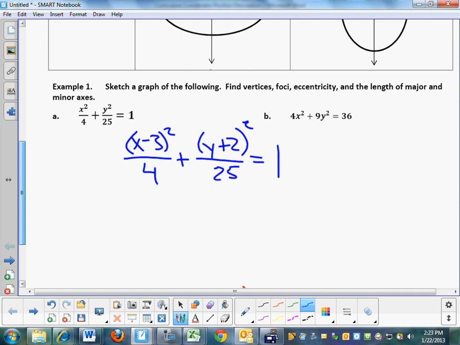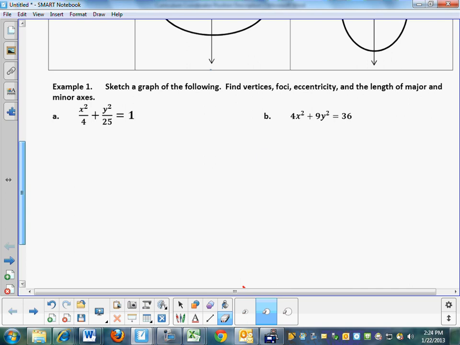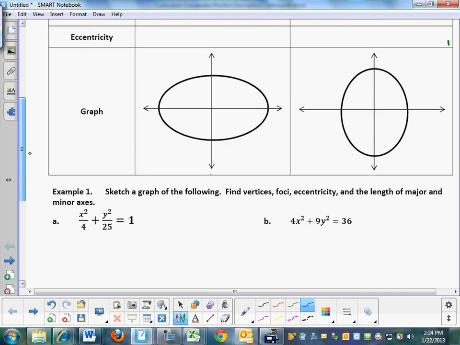Where do you think that one's centered? 3, negative 2. Yep. Centered at 3, negative 2. So it's identical to this ellipse right here. It's just every point is shifted 3, negative 2 units. That's it. So we'll learn how to do that later. But right now, let's keep it easy. Let's center everything at 0, 0, and let's go from there.